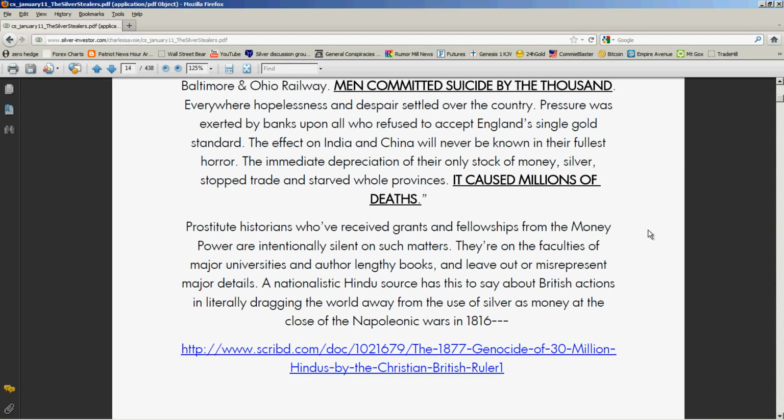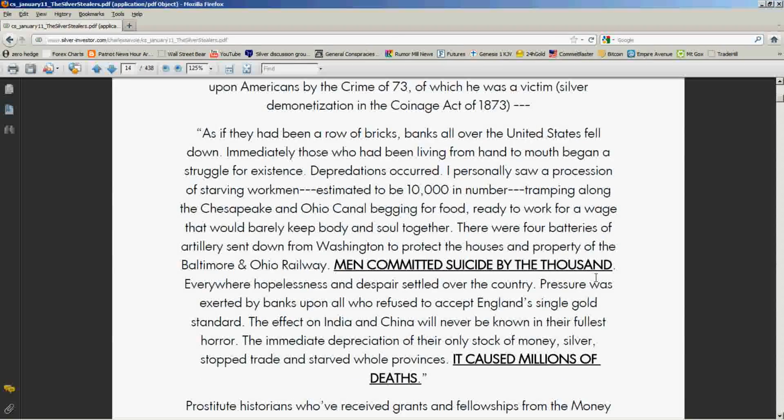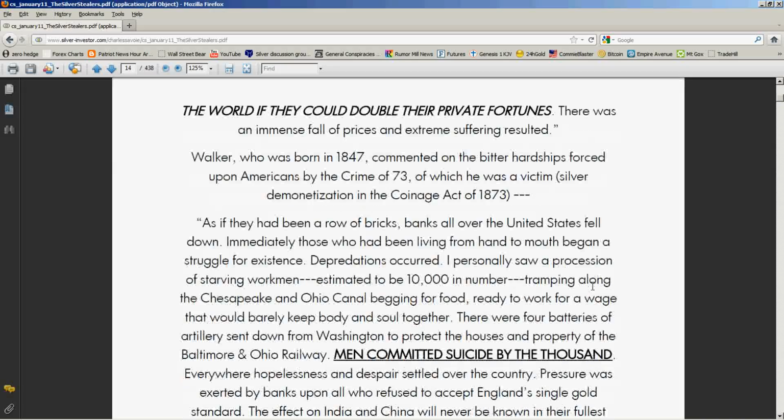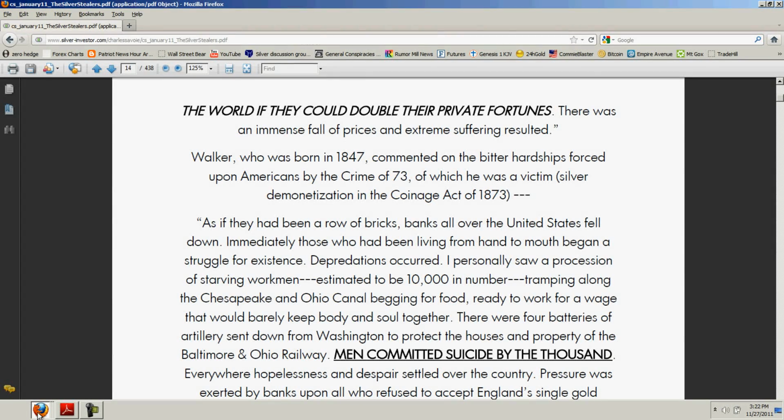Prostitute historians who have received grants and fellowship monies from the money power are intentionally silent on such matters. They're on the faculties of major universities and author lengthy books and leave out or misrepresent major details. A nationalistic Hindu source has this to say about the British action, and it goes on to what happened. So you can see that as the United States and the European nations and then other nations followed suit, demonetized silver, it left the existing nations that had silver as money, specifically China and India, with a devalued currency and an inability to trade.